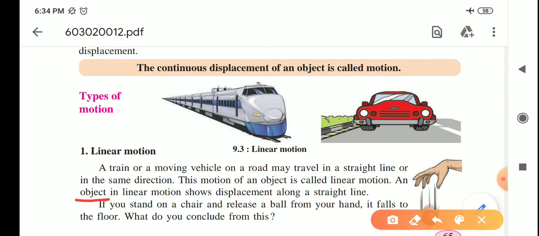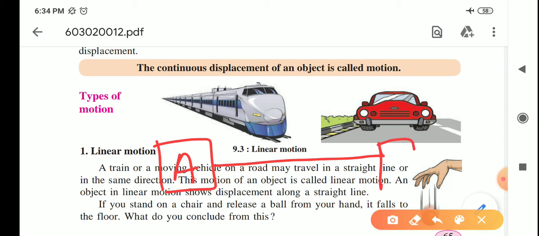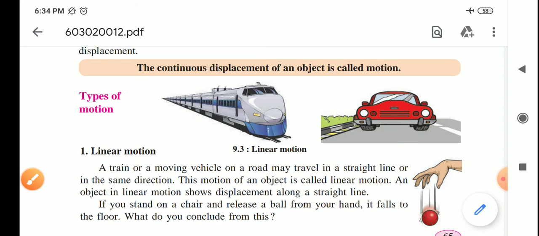An object in linear motion shows displacement along a straight line. The object is moving in a straight line, that's why the displacement is also along the straight line. What is displacement? If an object is at position A and it moves to position B, then we can say the displacement of that object will be this much. Okay, you can denote that by the letter D.